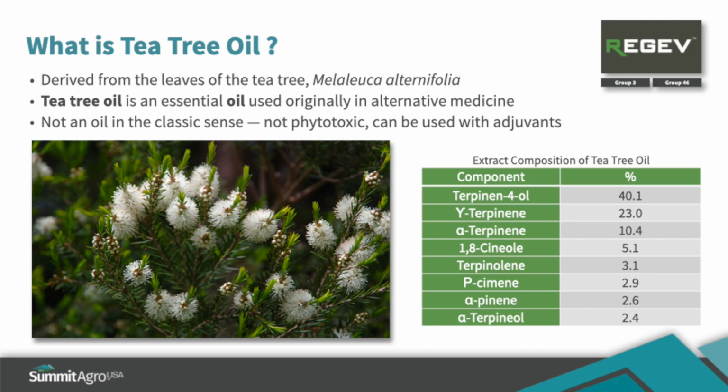And I tell you this because I receive many questions from customers that are afraid that tea tree oil might either burn plants, causing phytotoxicity, or not be able to be mixed with adjuvants. Tea tree oil is not phytotoxic, and it can be combined with other adjuvants for use on crops. Tea tree oil contains a number of terpene hydrocarbons with the main constituents listed here. Due to this combination of different chemistries, tea tree oil imparts multiple mechanisms of activity against plant pathogens.